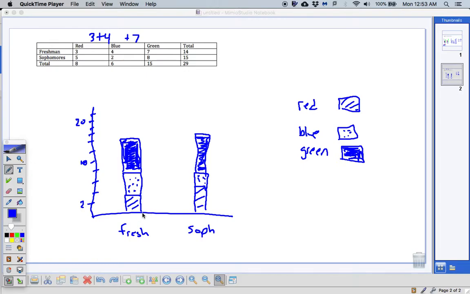And just like on our side by side, here we did it with freshman and sophomore. We could easily set up the exact same thing, but label this one red, blue, and green. In which case, then on top of here, we would have freshman and sophomore stacked for all 3 of these. So you can stack them either direction.